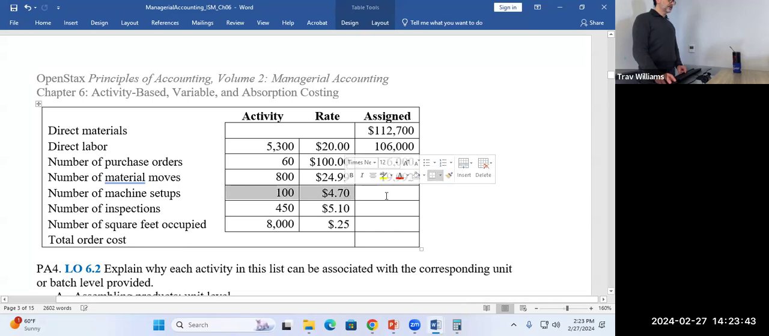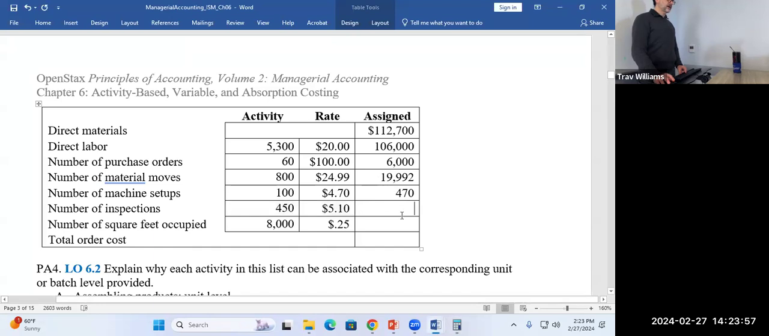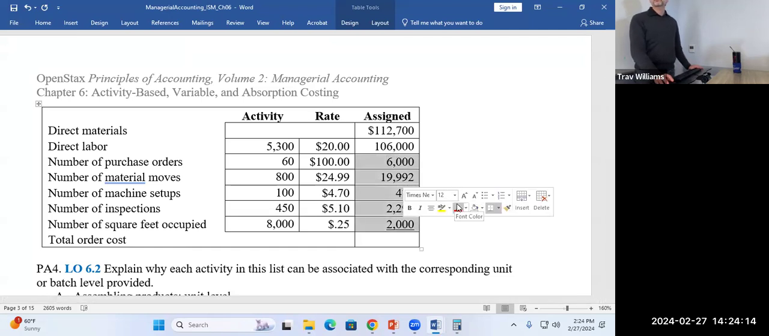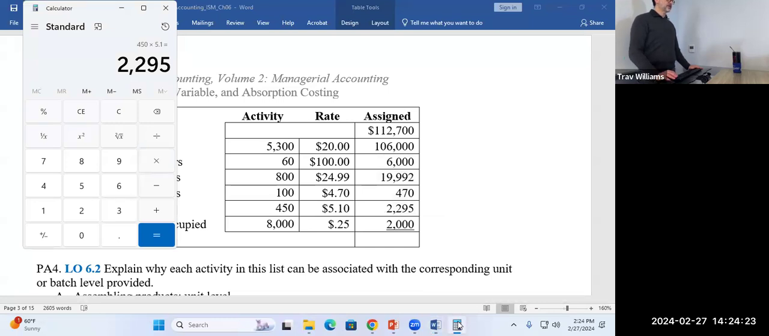100 machine setups at $4.70. That would be $470. 450 inspections at $510. 2,295. And then 8,000 square feet at a quarter per square foot comes out to $2,000. So now we have our material cost, our labor cost, and our 5 different overhead calculations for this job, which we can then add up, and we will have the total cost for that job.